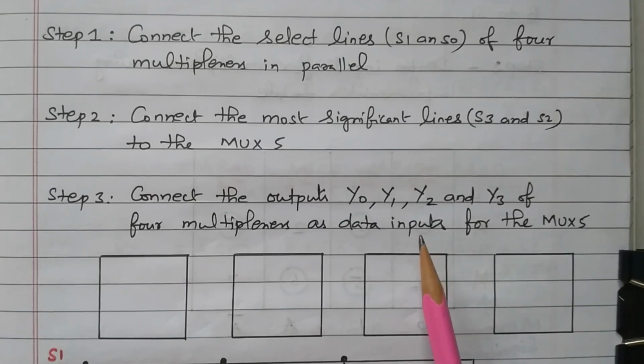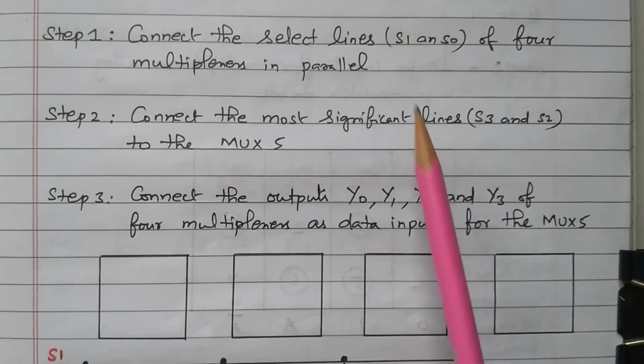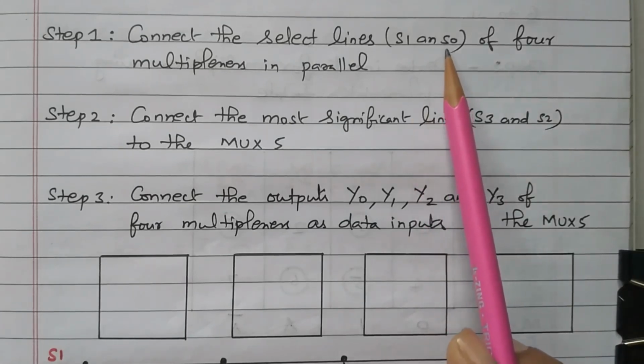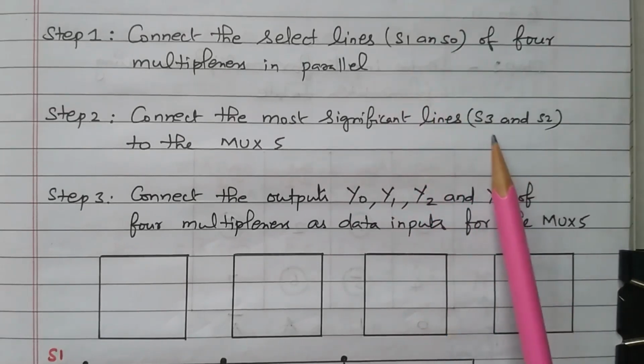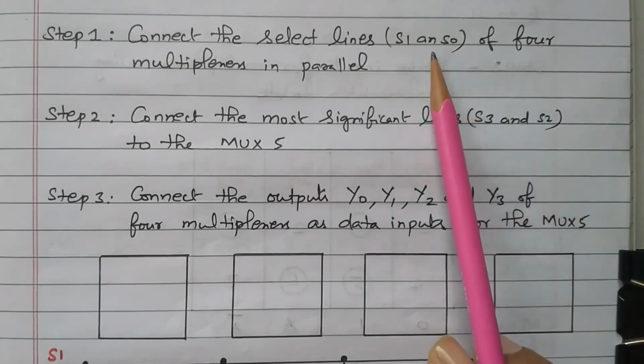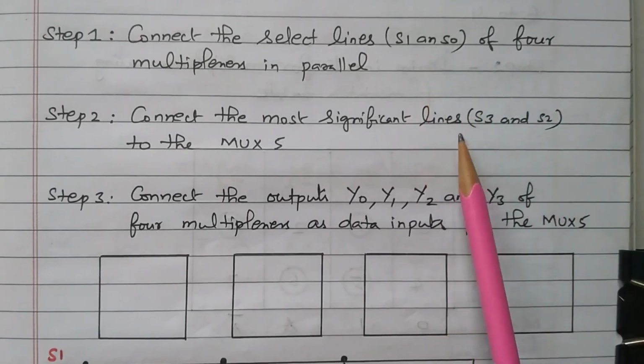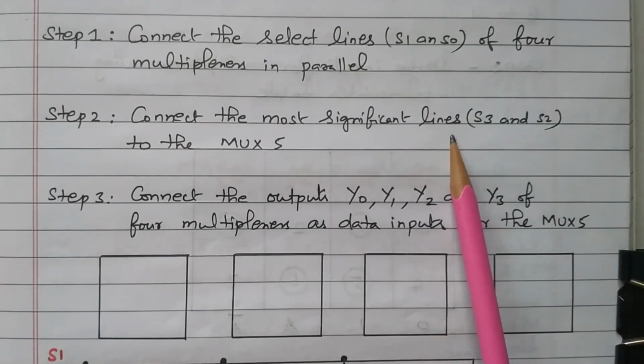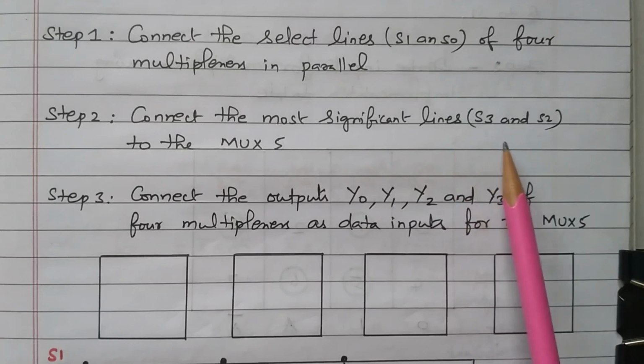So we have 5 multiplexers available. In that, the LSBs of the selection lines are connected to the first 4 multiplexers, right? Then the MSBs of the selection lines, S3 and S2, are connected to the fifth multiplexer. The outputs from the 4 multiplexers are connected to the inputs of the fifth multiplexer, so that the fifth multiplexer will produce only one output. Now we'll see the logic diagram.